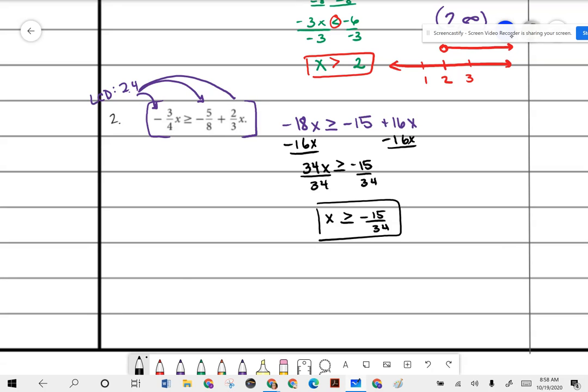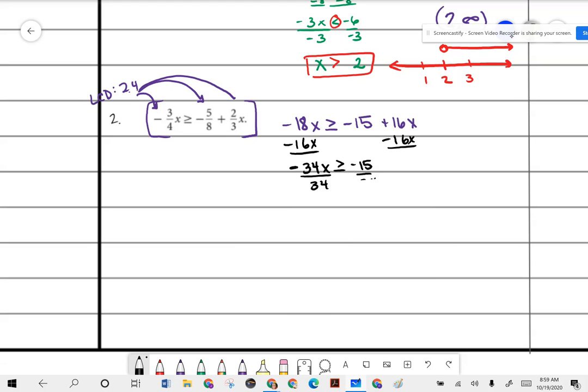Now my number line, and this is where I want you to understand how to write your number line. So negative 15 over 34, I want you to have one number to the right and one number to the left, okay? Oh, you know what? I need to go back. This is negative 34, my bad. So I'm going to delete this here.